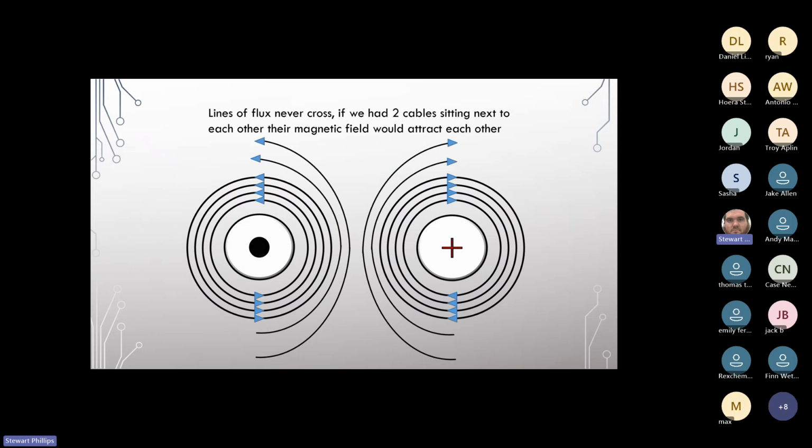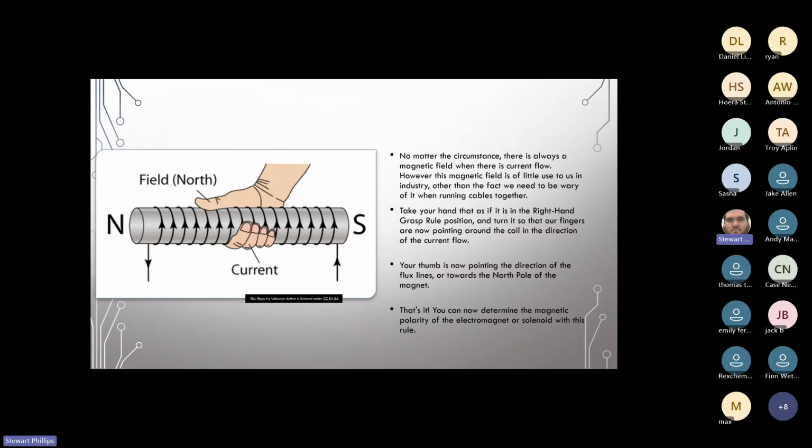So if we have cables with current going the same direction, they will repel each other. If we have cables with current going the opposite direction, they will attract each other. Obviously, if we have AC current, these magnetic fields are being generated and destroyed 100 times a second. We will learn about AC waveforms next week. Cool.